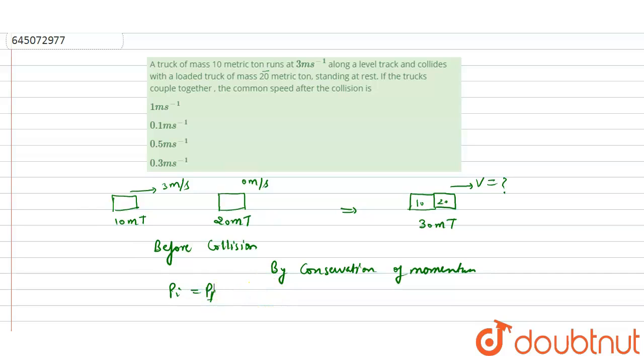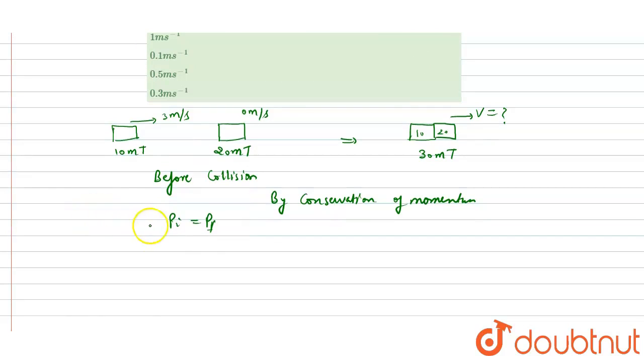Now let us solve it further. The value of P initial will be equal to this mass into the velocity, so 10 into 3, plus this mass into velocity, which is 20 into 0, so this will be equal to 30. Now P final will be equal to this total mass into its velocity, 30 into v, so this will be equal to 30 v.